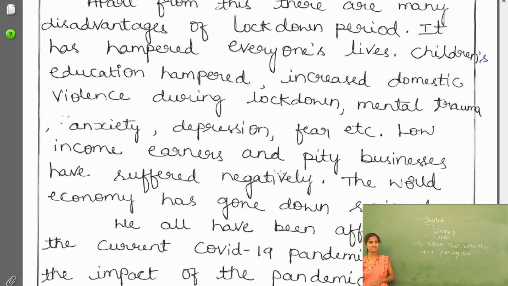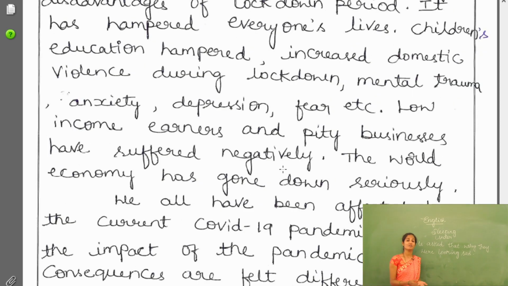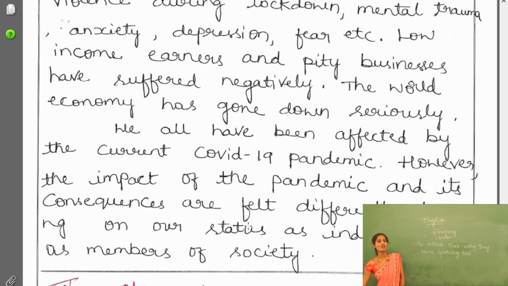Apart from this, there are many disadvantages of the lockdown period because first of all, it has hampered the whole education field. The very first disadvantage. You are all struggling now. It has hampered everyone's life, children's education, and it has increased domestic violence during the lockdown period, mental harassment, mental trauma, anxiety, depression, loss of life, and also many people are struggling with financial problems. Low income earners and petty businesses have suffered negatively, and the entire world's economy has gone down seriously.